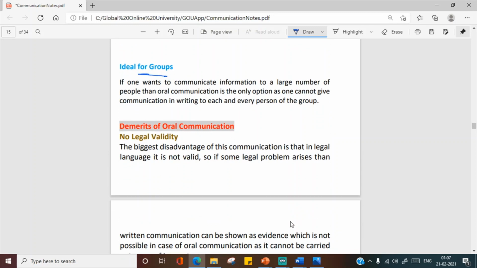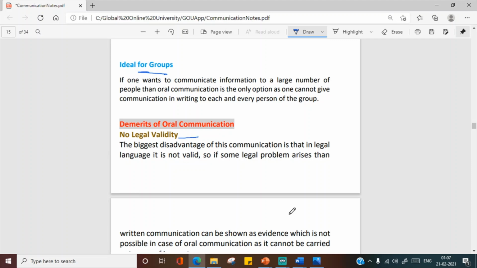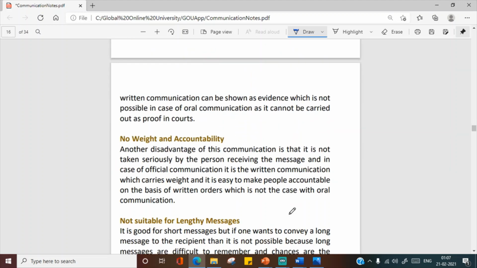Next, you have demerits of oral communication. No legal validity. Yes, this is true. We cannot use it as a proof. There is no legal proof of oral communication. No accountability. Yes, there is. This is an important disadvantage. Usually people do not take it as seriously as they take written communication.